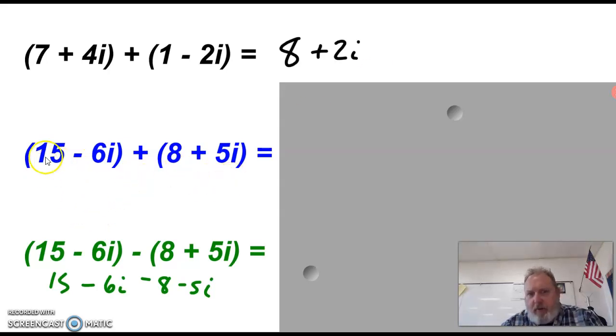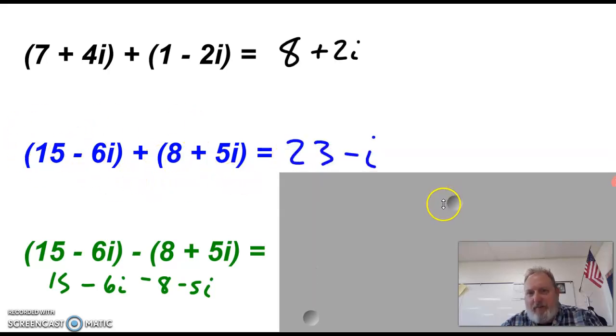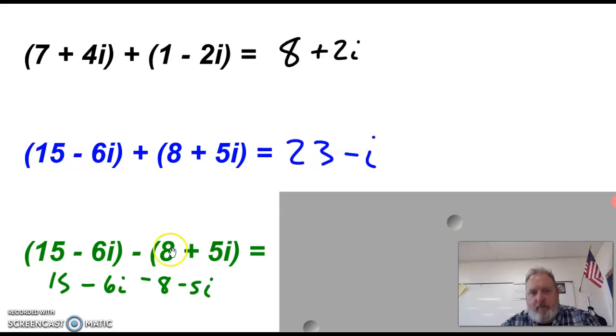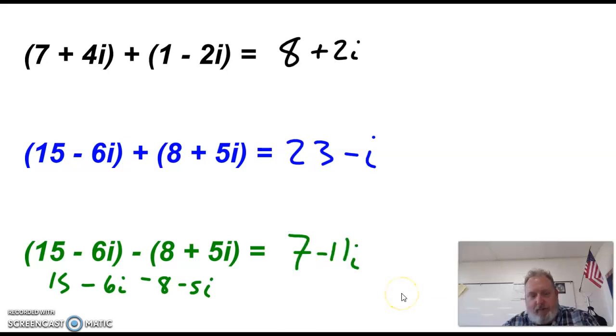Okay, second example, 15 plus 8 for 23. And we add the i terms, 23 minus i. Last one down here, I distributed the negative. You didn't have to, but I made it negative 8 minus 5i just to make it a little easier. So this is going to be 7 minus 11i, like so.